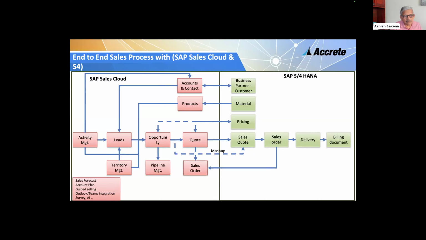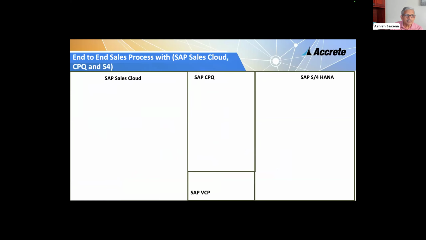In addition, there is additional functionality in Sales Cloud. I'm not talking about the full functionality which is there, but things like forecasting, account planning, integration with Sales Navigator, Outlook, Teams, etc. All of that is available. It also has AI capabilities. SAP has built a lot of AI capabilities in the Sales Cloud solution, as well as S4 as well.